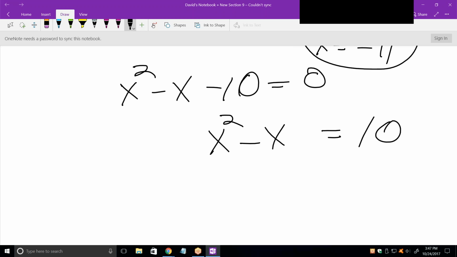So this is the first big difference, is that normally you want everything on the left side and 0 on the other. But if you're going to solve a quadratic by completing the square, you don't want that. You want the number on the right side, all the x terms on the left. Okay. Now, complete the square there.